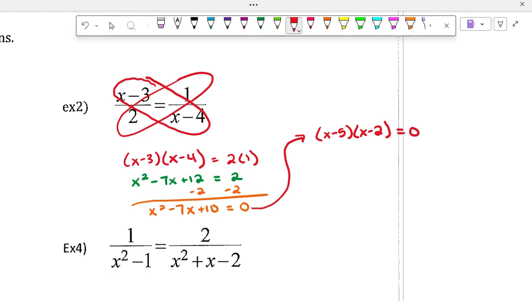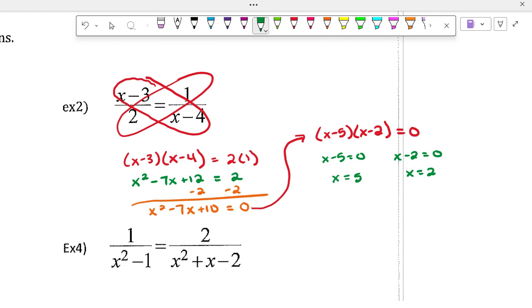Then what do I do? Set both equal to 0. So x minus 5 equal to 0. x minus 2 is equal to 0. So x would equal 5. x would equal 2. Then I need to plug it back in to make sure nothing's 0.